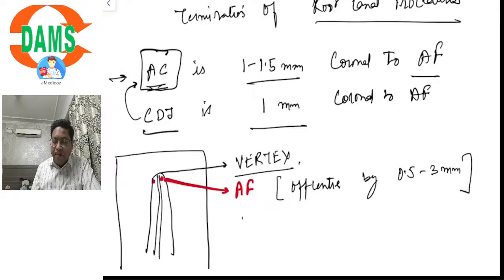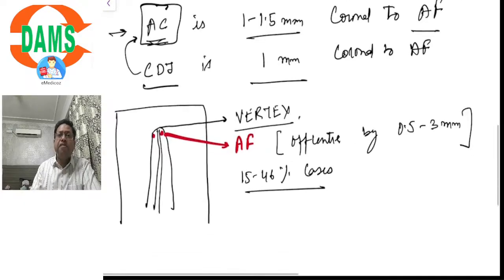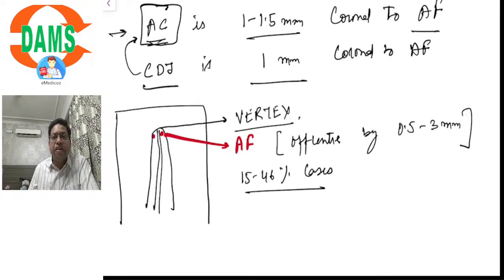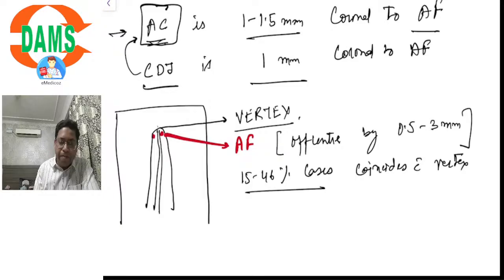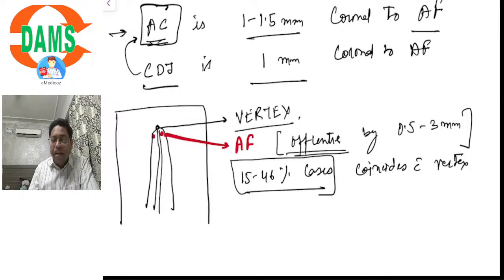Okay. Only in 15 to 46% cases, I am discussing the apical root anatomy, it coincides with the vertex. In only 15 to 46% of the cases, the apical foramen would be located bang at the termination of the root or the root vertex. So more than 50% of the cases, it is off center. And how much it is off center? It is off center by 0.5 to 3 millimeter.